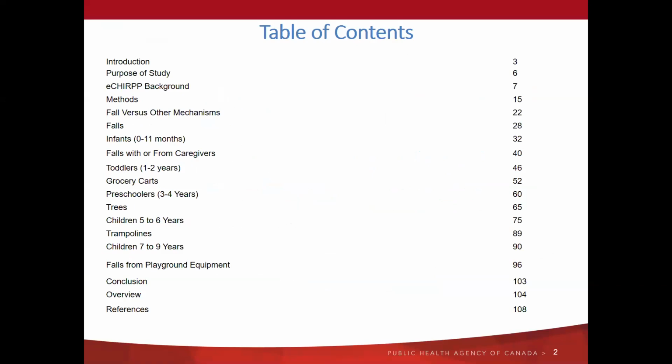This is just an overview of the topics we'll be discussing in this webinar. After reviewing the data source and the methodology, we will look at how falls compare to other external causes of injury. After that, we will focus on falls and the mechanisms by age group. Along the way, we will also put a spotlight on some specific mechanisms, such as falls from or with caregivers, falls from trees, trampolines, and grocery carts.